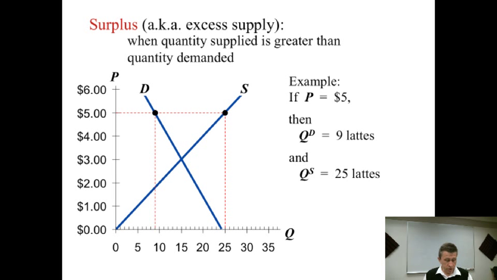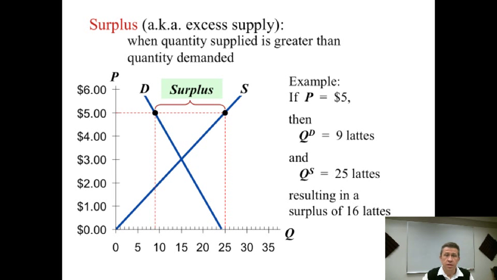So we would call that area a surplus, and you can determine the exact amount of the surplus. It's just this horizontal distance: 25 minus 9, you get a surplus of 16 lattes. Anytime you have a price that's higher than the equilibrium price, it's going to result in a surplus. Firms will think, wow, this is a great deal, I get more money, so they're going to try to sell more. Consumers are thinking, wow, this is an awful deal, I have to pay more than equilibrium, so I'm going to buy less. Quantity supplied will be greater than quantity demanded.